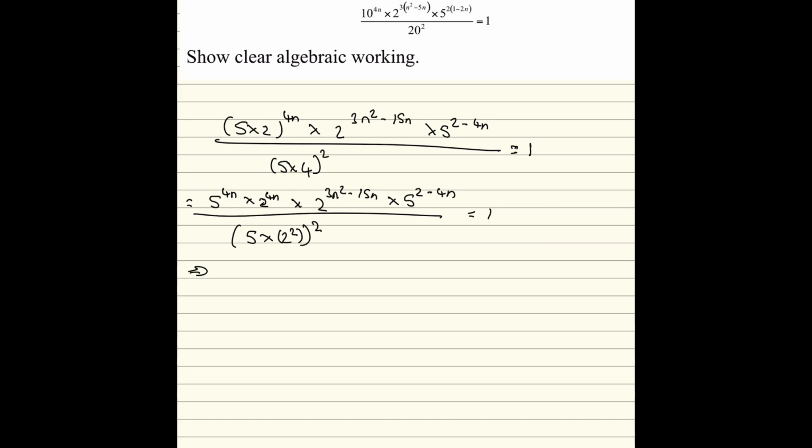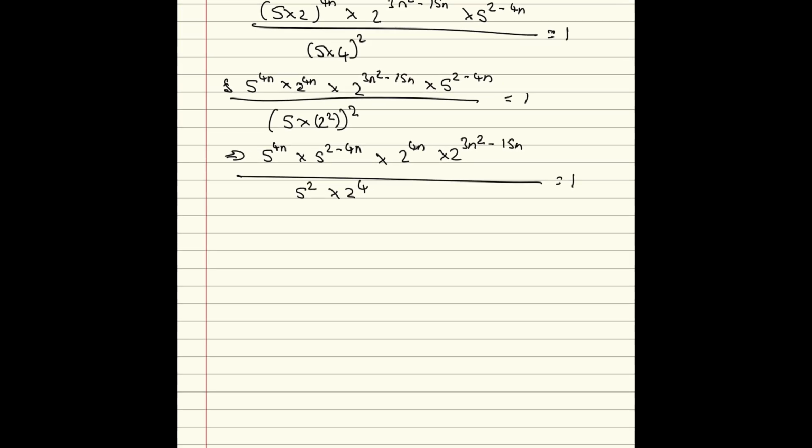Now, on the numerator, what I'm going to do is bring the bases of 5 together and the bases of 2s together, because that will make it easier to read. So 5 to the power of 4n times 5 to the power of 2, take away 4n, times 2 to the power of 4n times 2 to the power of 3n squared, take away 15n. I get 5 squared here, and I get 2 to the power of 4 here. And again, this is equal to 1.